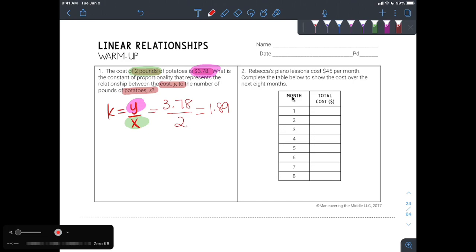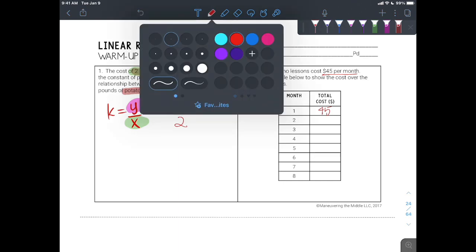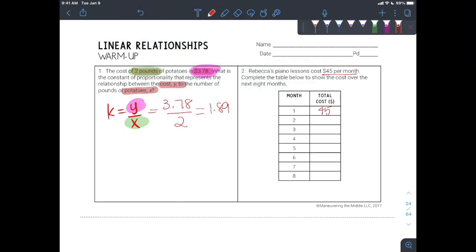Okay, number two. Rebecca's piano lessons cost $45 per month. Complete the table below to show the cost over the next 8 months. So that means every month I have to pay an additional $45. And this column here is my total cost. So what they're asking me to do is first month, $45. Second month, I add another 45. And I keep doing the same exact thing.